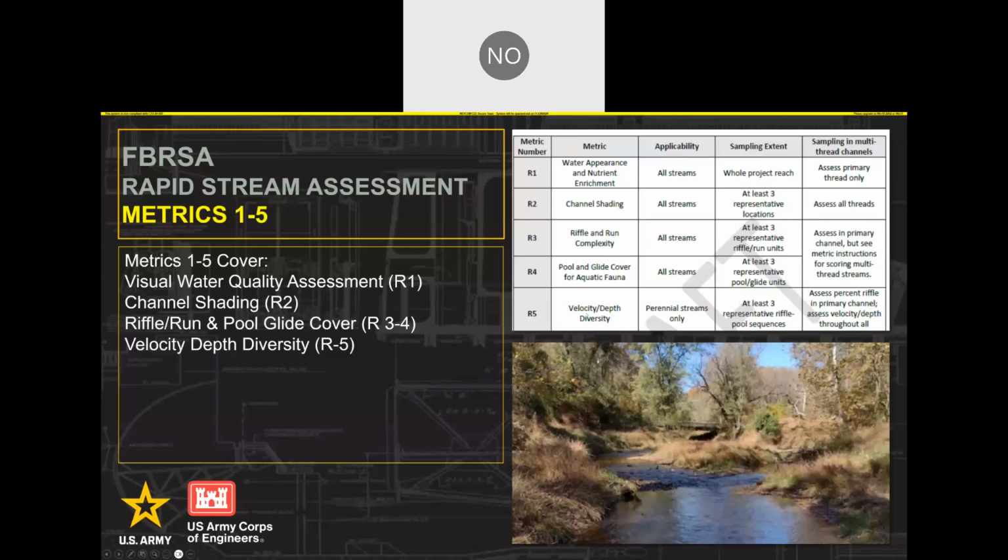And then your last one is velocity depth diversity. That's for perennial streams only. And again, you're looking in that same 3 riffle pool sequence stretch.